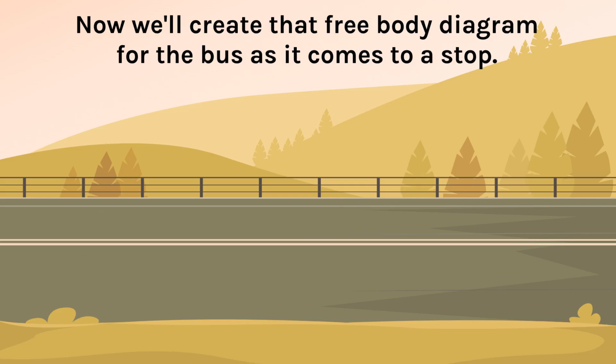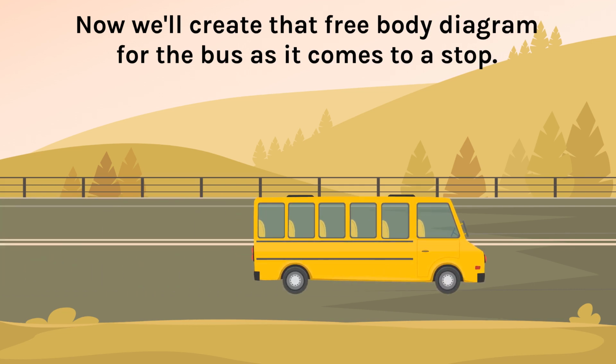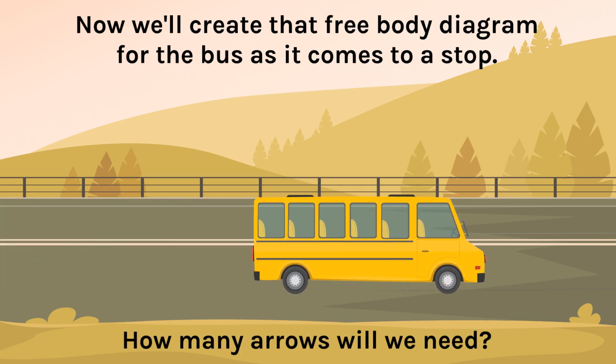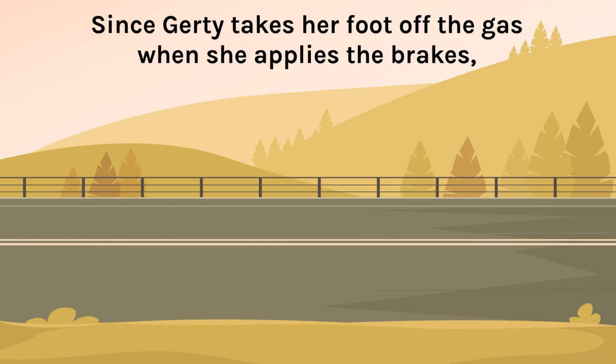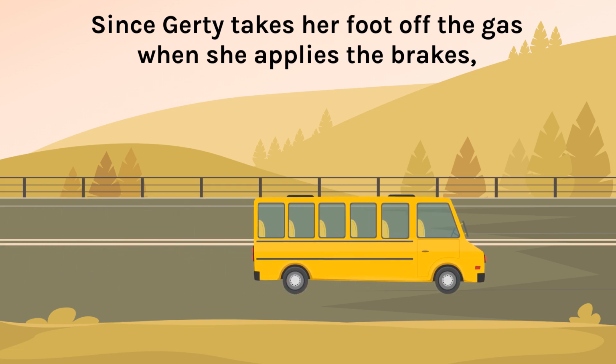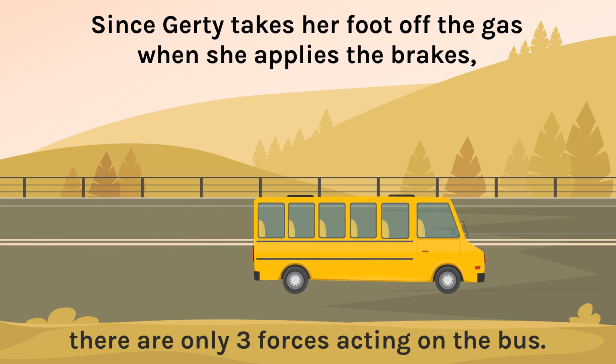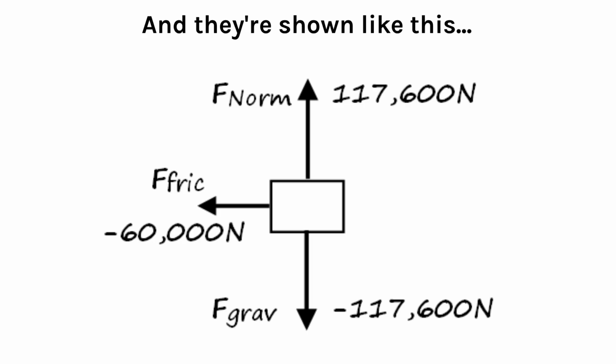Now we'll create that free body diagram for the bus as it comes to a stop. How many arrows will we need? Since Gerty takes her foot off the gas when she applies the brakes, there are only 3 forces acting on the bus. And they're shown like this. The normal force and gravitational forces are equal and opposite, and friction slows the bus down.